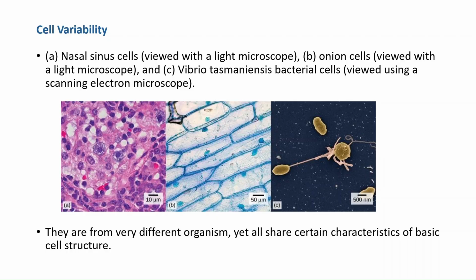Cells are very variable. I'm giving you some examples in there. These are from the nasal sinuses. They're animal cells. You can see that they're kind of rounded. They're onion cells, onion skin. These are plant cells, and you can see that they have kind of straight walls and all of that. Very different in size too. And here you have some bacteria that are seen with an electron microscope because of how small they are. So the cells are from different organisms that are very different, but they're going to have certain characteristics that all cells must have.